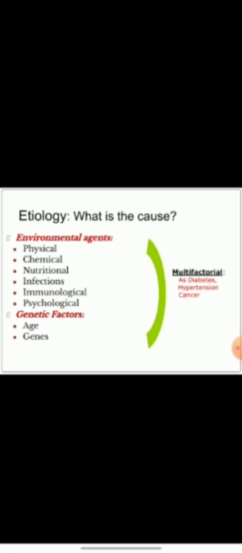Many etiological agents can be explained by pathologists. For example, environmental agents like physical, chemical, nutritional, infection, immunological, psychological. Then come age and genes. When all these different types of agents come together and produce a disease, then it is a multifactorial phenomenon, due to multiple etiological agents, and they are known as diseases produced by multifactorial causes, such as diabetes, hypertension and cancer.